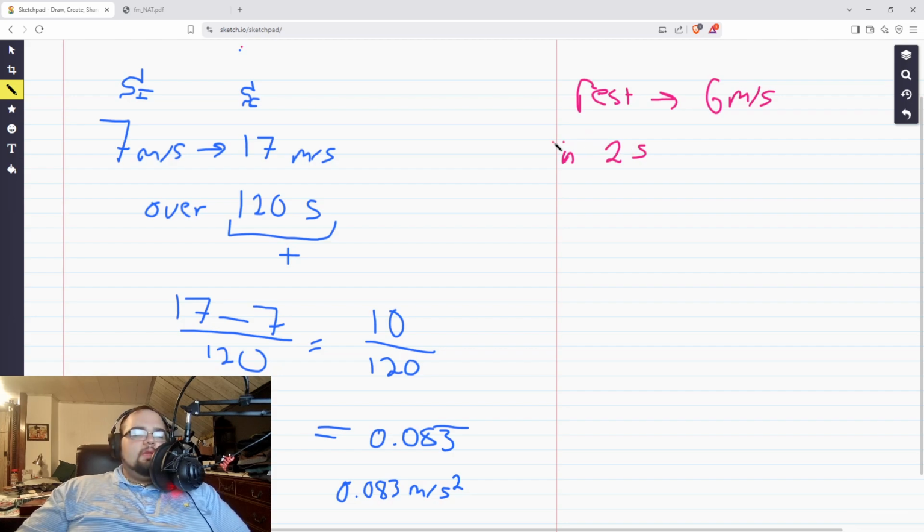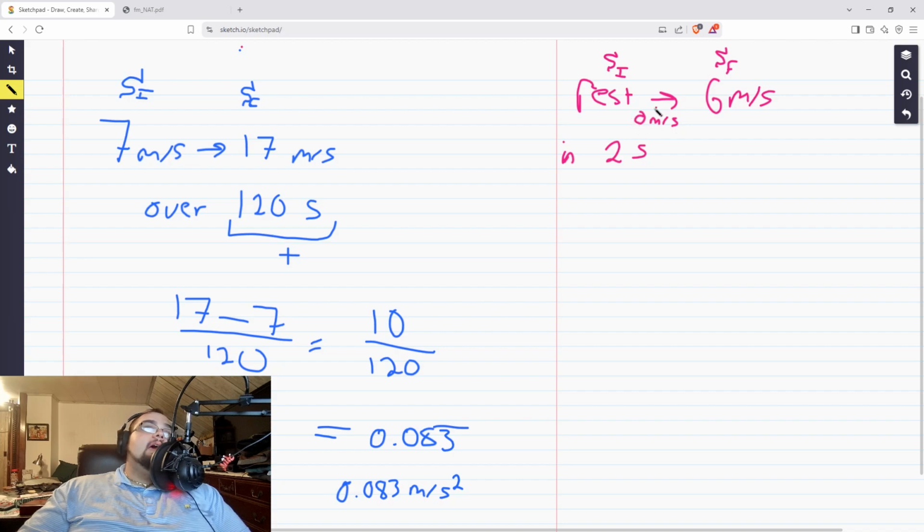So here's the tricky one. We could say that we started at rest, because that's what they kind of tell us. It goes from rest to 6 meters a second. So this is our SI, and this is our SF. But then the question becomes, what is rest? Well, let's think. If you are not moving and you're resting and you're standing still in one place, what's going to be your speed? It's going to be 0 meters a second.